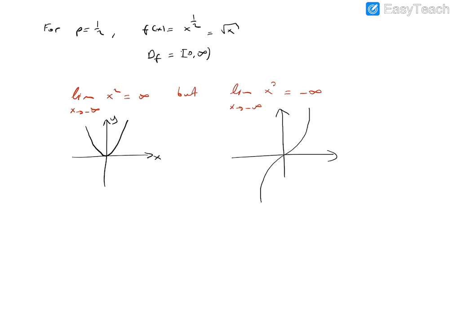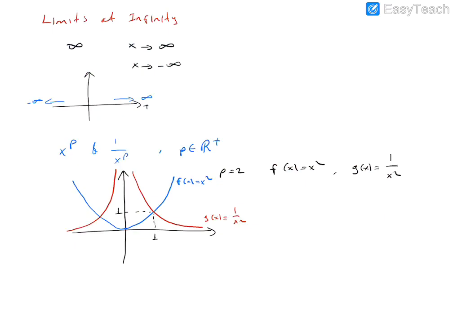And I would like to say some other things. Let's turn back to the previous example, the 1 over x squared example. Here, the x-axis, which is the line y equals 0, is a horizontal asymptote for 1 over x squared. Why? Because when x goes to plus infinity or minus infinity, g of x approaches 0.